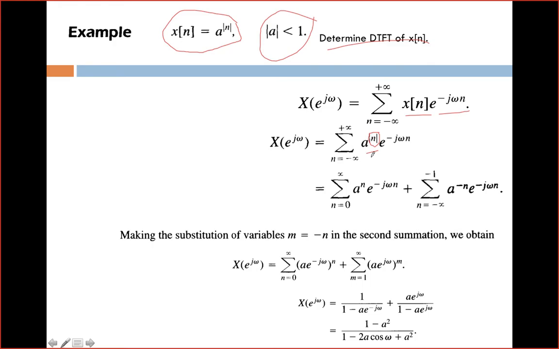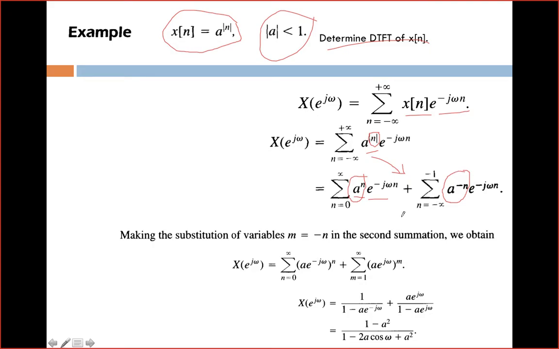So I am going to rewrite this equation by separating it into positive and negative parts: summation n equal to 0 to infinity a power n into e power minus j omega n, plus summation n equal to minus infinity to minus 1 a power minus n into e power minus j omega n. Listen carefully. Here a power n takes only positive values, and here I have a power minus n for the negative values.